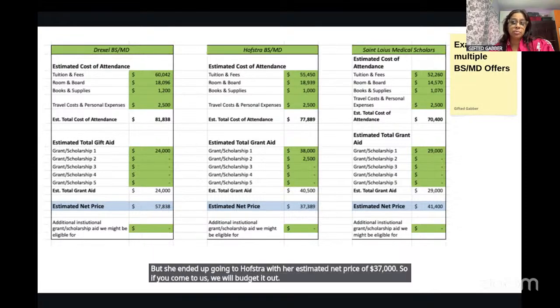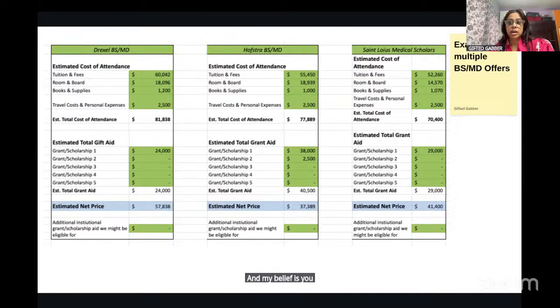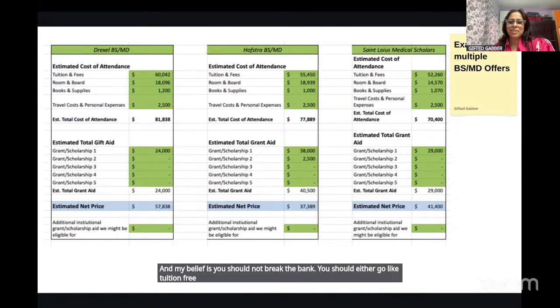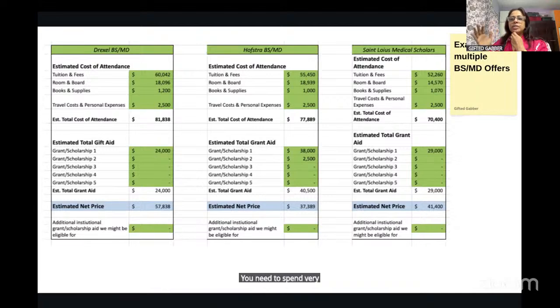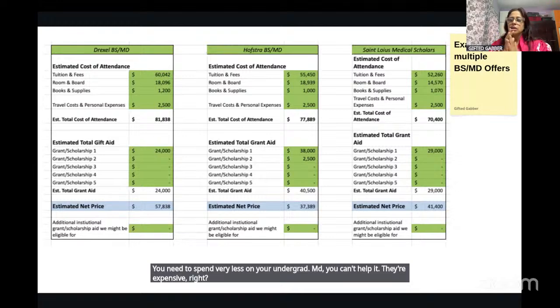My belief is you should not break the bank. You should either go tuition free, my students get all those offers, and spend very little on your undergrad. MD, you can't help it. They're expensive. So either go almost tuition free or have a budget between $30,000 and $40,000 per year for your undergrad, because it's a long drawn-out process. That is what happens when you come to us: we help you plan that.